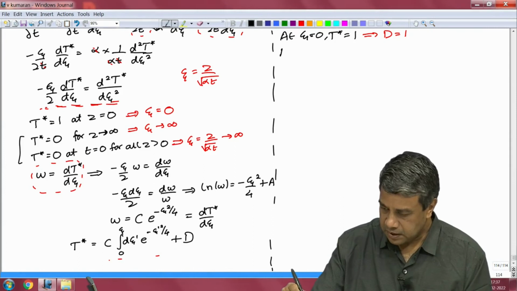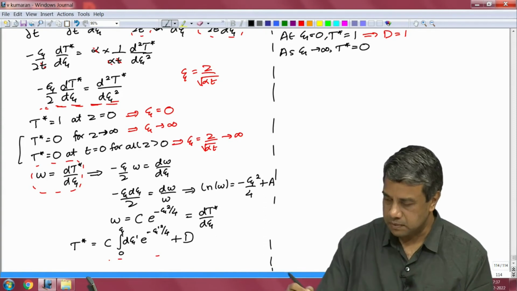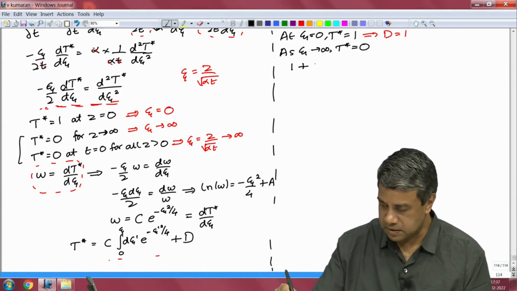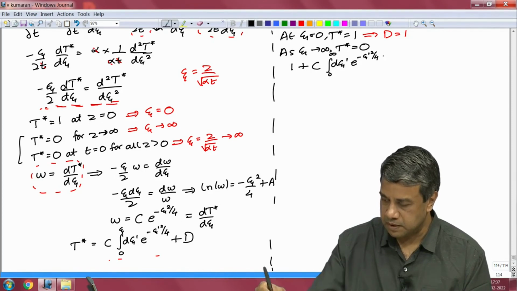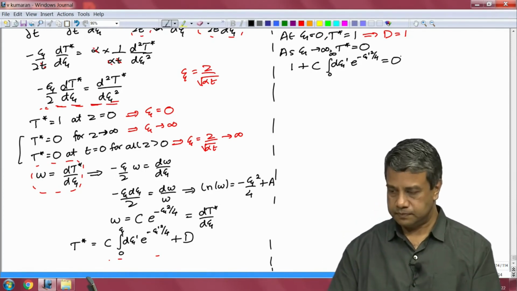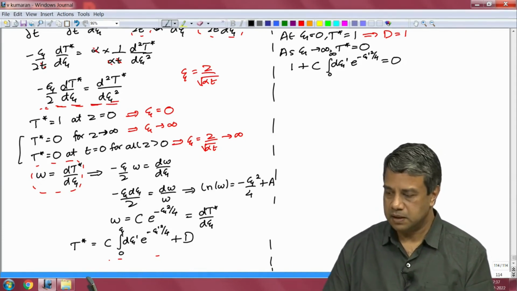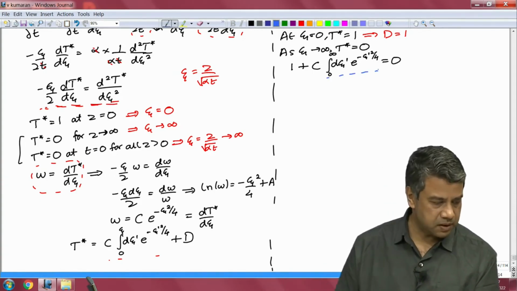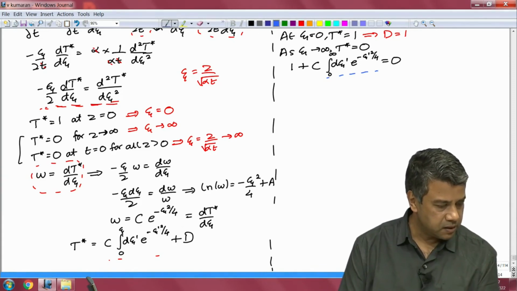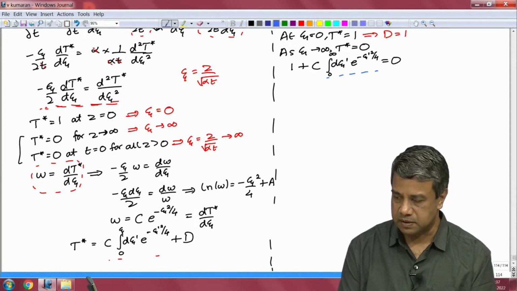And as psi goes to infinity, t star is equal to 0, which implies that 1 plus c integral 0 to infinity d psi prime e power minus psi prime square by 4 has to be equal to 0. Therefore, c has to be equal to minus 1 over this integral. I will not go into the details of how this integral is evaluated. All I will say is that it has a definite value.